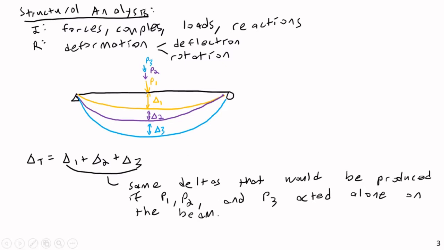So in other words, if it were difficult to calculate these things together, I could just calculate how much the first force will cause it to deflect, how much the second force will cause it to deflect, and how much the third force will cause it to deflect, and then simply add up the deflections together. That will produce the final combined deflections. Now that's not so useful for 3 point loads.